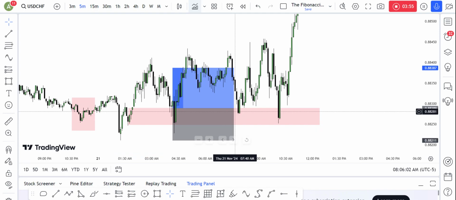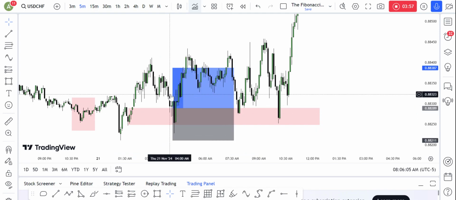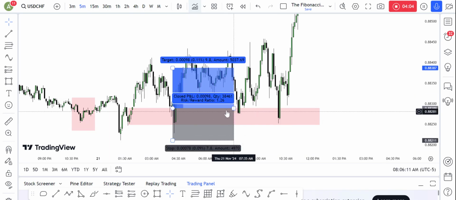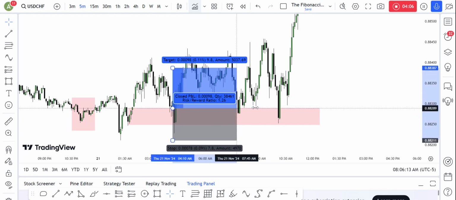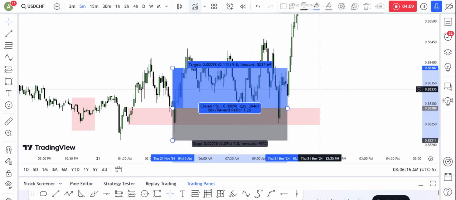Price came up to this area, and from 4 a.m. to 10 a.m. price was just consolidating and consolidating. It took a lot of time for my trade, and I was very impatient, so I did not.